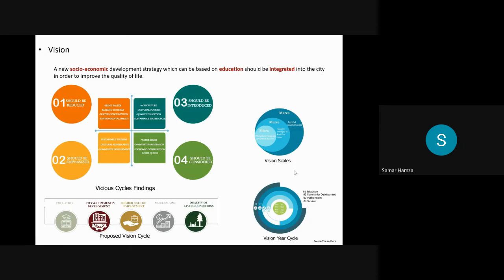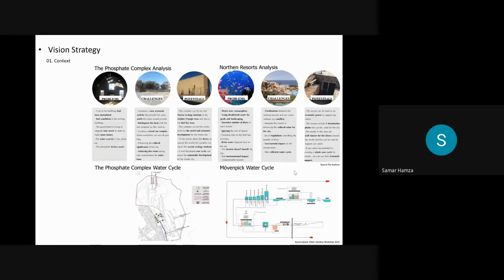And we try to create a vision cycle about education, community development, public tourism, and tourism. Next slide, please. So we started to think about each part of our focus area, which would be the phosphate company and the Northern Resort. I'm not going to go through all of these, but the most important things in this slide would be the challenges that we need to address.